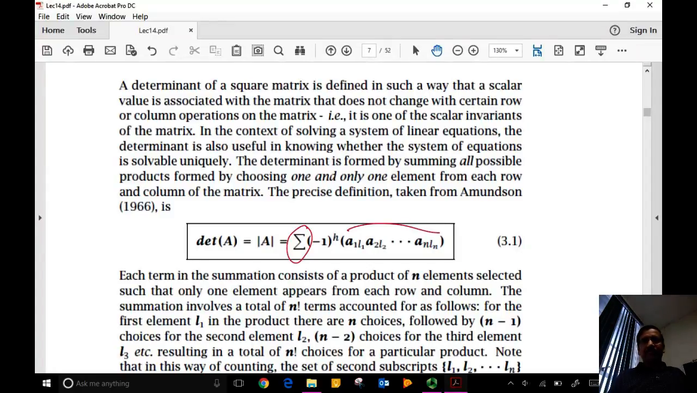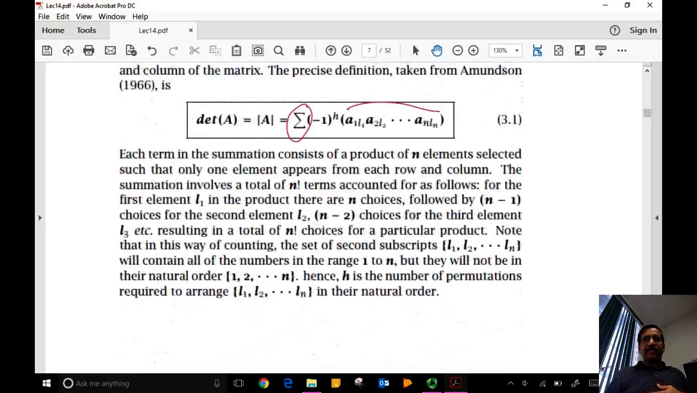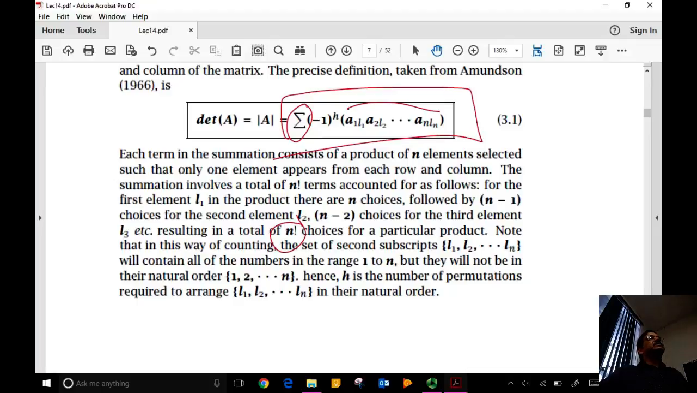If you pick the first one, the next one, the available opportunities are n minus 1. The first one you can pick in n different ways. The next one you can pick in n minus 1 different ways. The next one you can pick in n minus 2 different ways, because each time you make a decision, the available chances reduce for you. So if you continue like that, you will find that there are n factorial terms. This summation is actually n factorial terms.